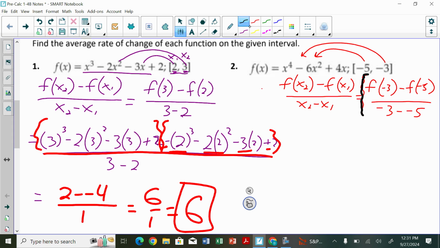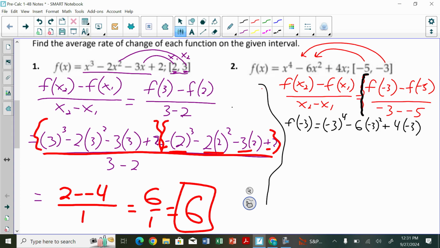So what I'm going to do here, change colors, and let's just evaluate f of minus 3 first. So that's going to be negative 3 to the 4th power minus 6 times negative 3 squared plus 4 times minus 3. After doing the math, we end up with 81 here, minus 54 here, and minus 12. So we're going to end up with a positive 15.